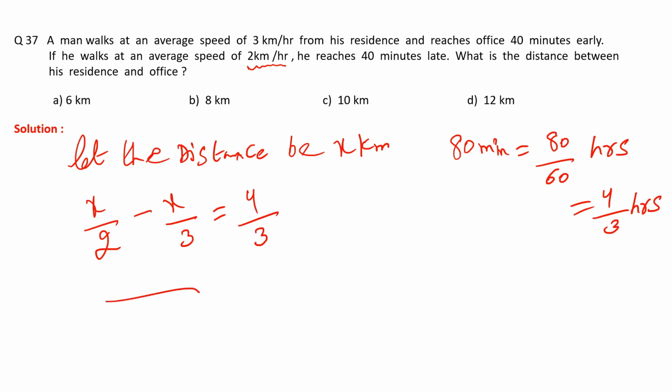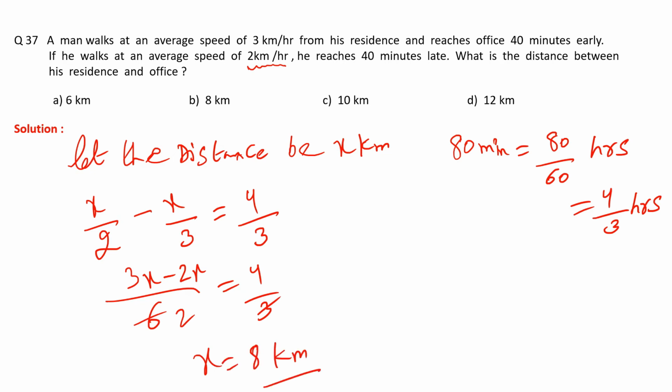Fine. Now just do the calculations. Take the LCM. This becomes (3x minus 2x) divided by 6 equal to 4 by 3. Or from here we just get x equal to 8 kilometers. So that means the distance between his residence and office is just 8 kilometers. Now we move to the next question.